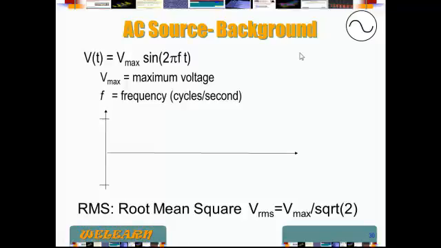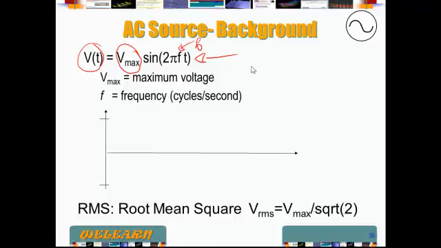Let's get some background information about voltages due to alternating current sources. For most AC sources, the voltages or the currents are going to follow a sine wave function, and we can describe them with an expression similar to this. In this case, the voltage as a function of time is equal to the amplitude Vmax times sine of 2 pi ft. Now f is going to be the frequency of that alternating voltage, and t is the time.